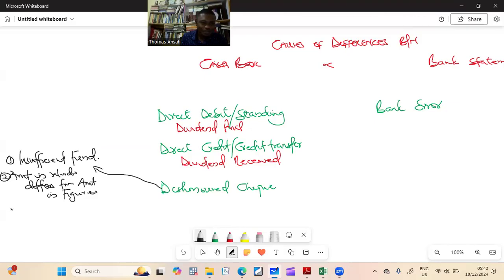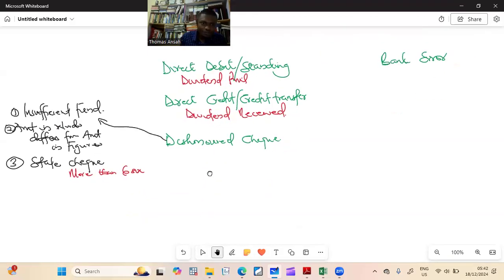Again, the check may be a stale one. Stale check. Sometimes people call it an expired check, but the correct way to look at it is a stale check. What is a stale check? A check that has been with you for more than 6 months. So take note of that. It's more than 6 months. So when you take it to the bank, they will dishonor it. You have to take it back.